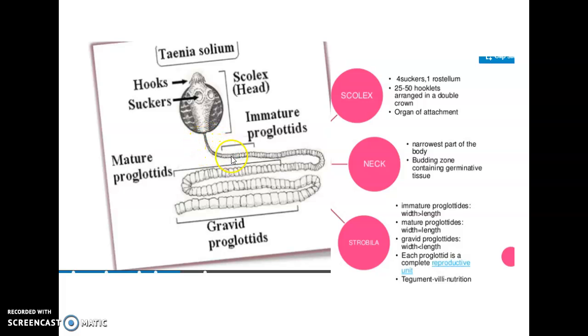Then it is followed by the posterior part, called the strobila. The strobila consists of immature proglottids and mature proglottids, the small segments called proglottids. When we look at the immature proglottids, their width is greater than their length. They generally have a size in which the length is very small and the width is very high.